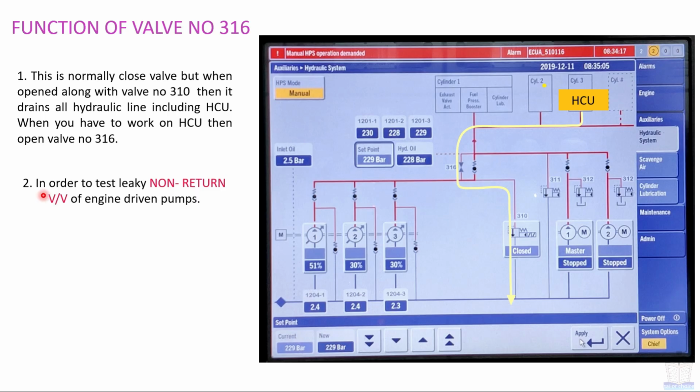Next function is to test for a leaky non-return valve of the engine driven pumps. These are non-return valves fitted on each individual engine driven HPS pump. Suppose this is leaking, then how will we come to know? In that case, what do we have to do? We have to start these startup pumps and open this valve number 316. After that, we have to shut the inlet valve of the concerned pump, and then just open this pipe. If oil is coming, then we will know that this valve is leaking. In this way, we can check the integrity of the non-return valve with the help of valve number 316.